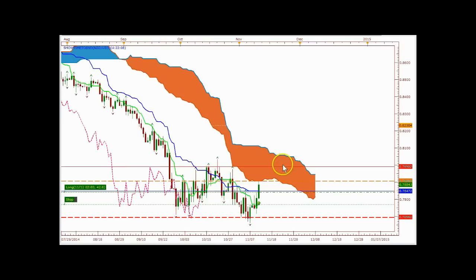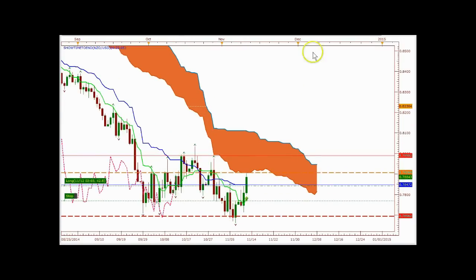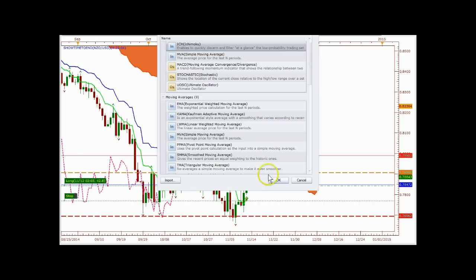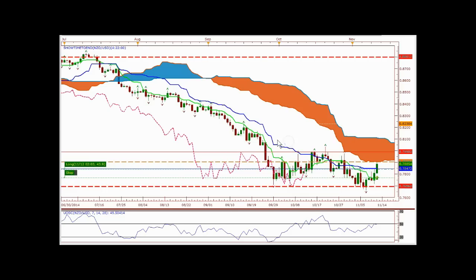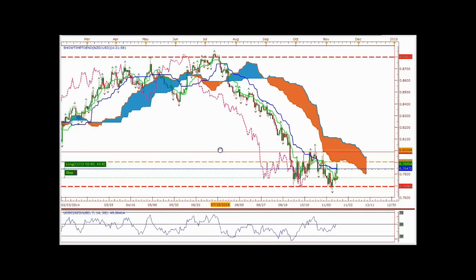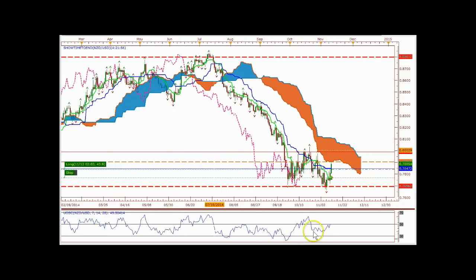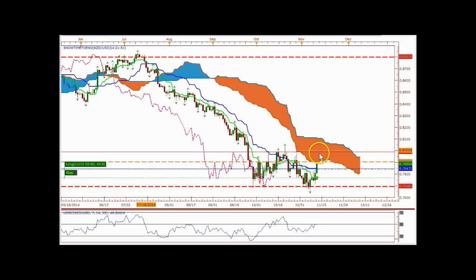First of all, we bounced off of this level, so I'm going to put this Awesome Oscillator in here, and it's going to show you divergence. Okay, so you could see the divergence here. This price was coming down and the oscillator was going higher, so that was divergence. So we're looking for price to continue higher.